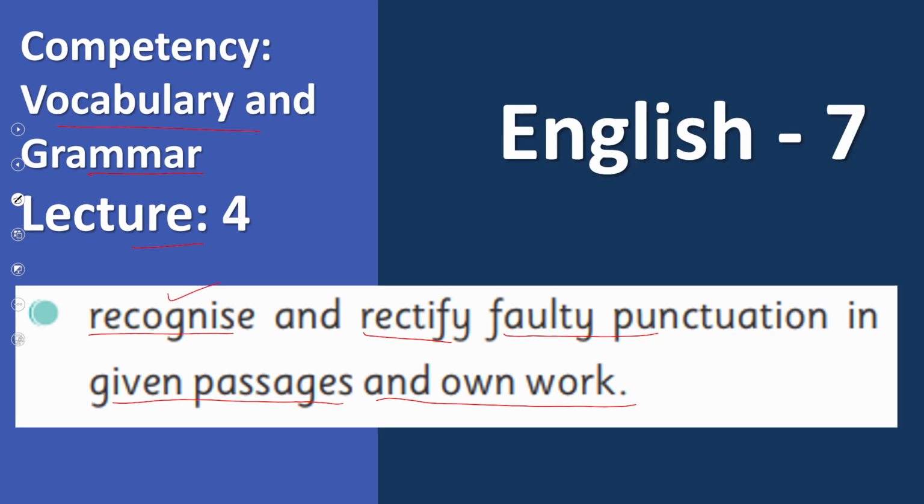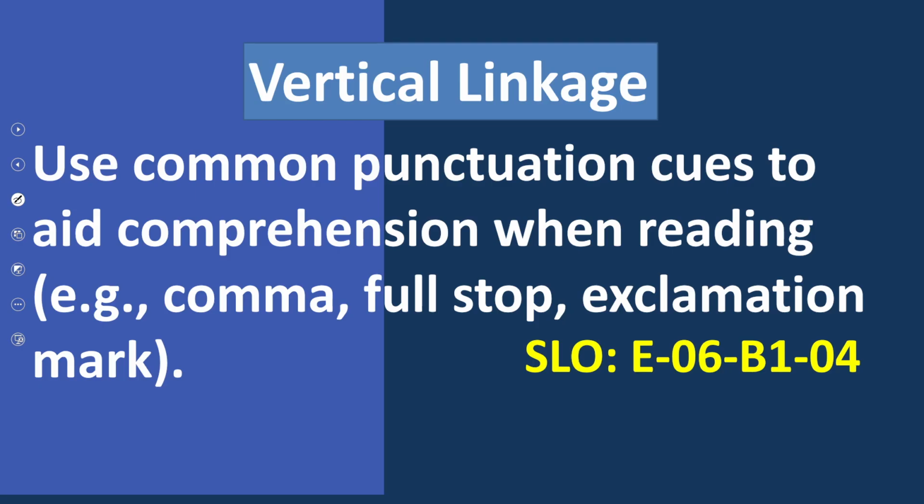First of all, you have to recognize and then you have to rectify the faulty, wrong punctuation in the passage, or if you have your own written work, you have to recognize and then rectify these errors related to punctuation. This is the SLO. Now, this is the vertical linkage: use common punctuation cues to aid comprehension when reading. For example, comma, full stop, exclamation mark. So this SLO was in English 6.